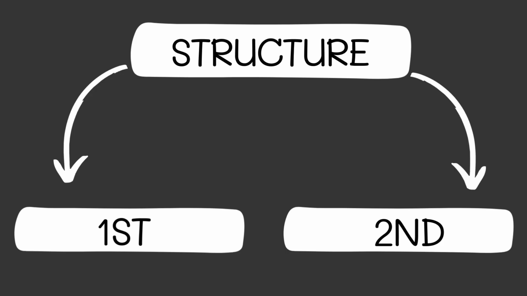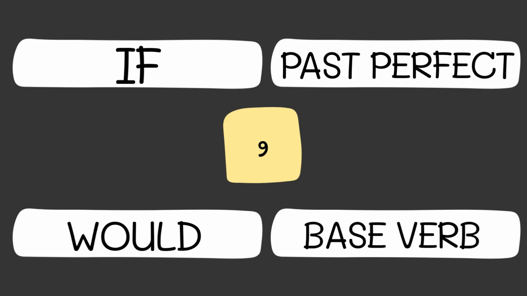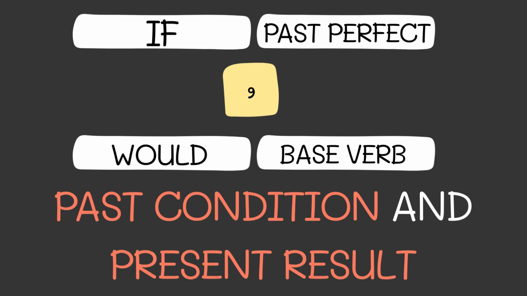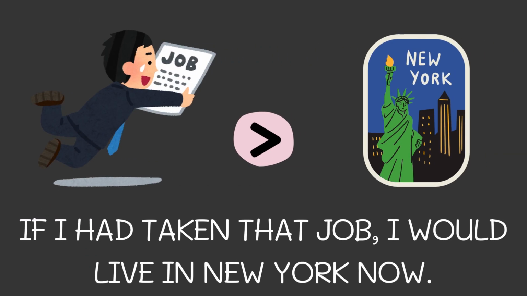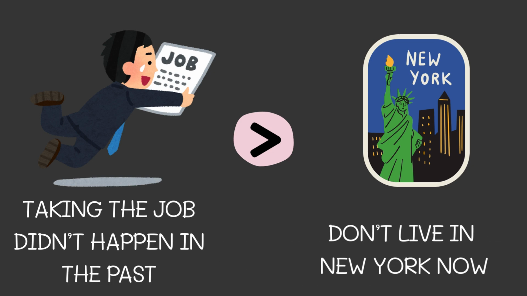There are two common types of mixed conditional. The first is if plus past perfect plus comma plus would plus base verb. This structure talks about a past condition and a present result. Example: if I had taken that job, I would live in New York now. Taking the job didn't happen in the past, and the result is that now I don't live in New York.